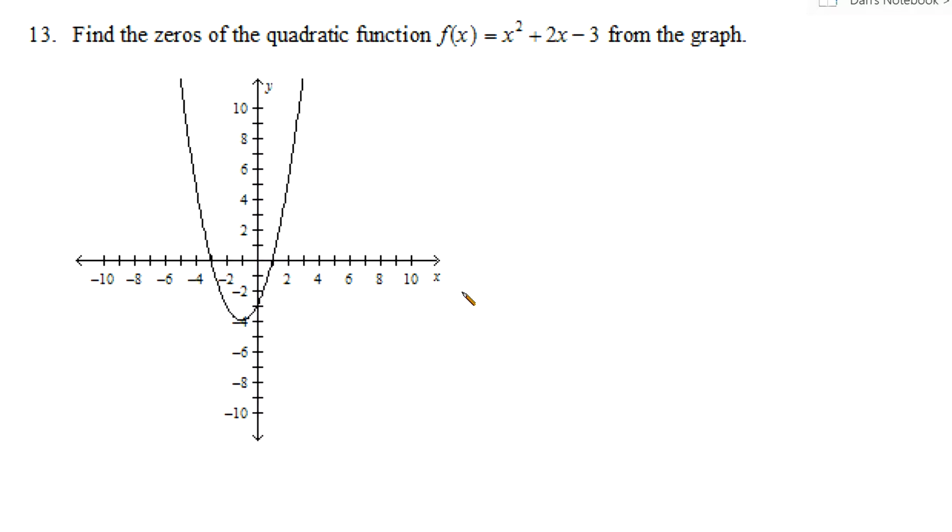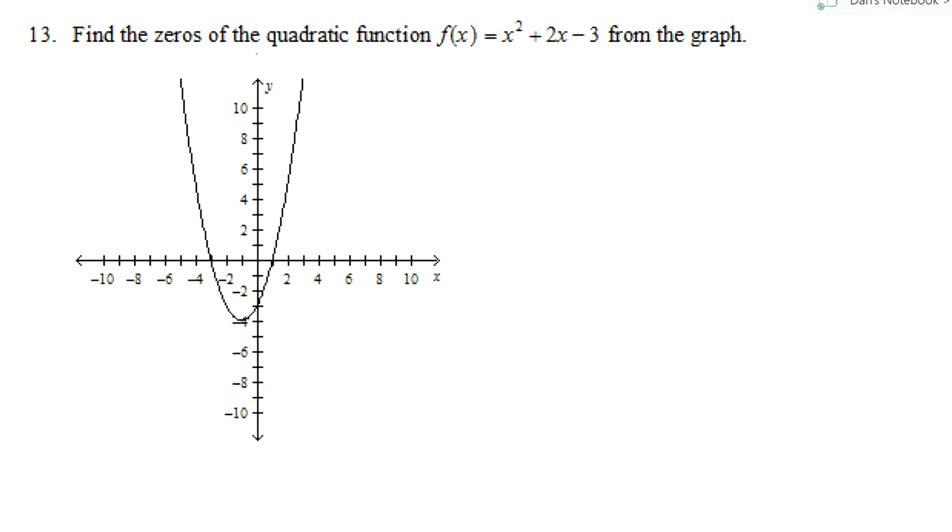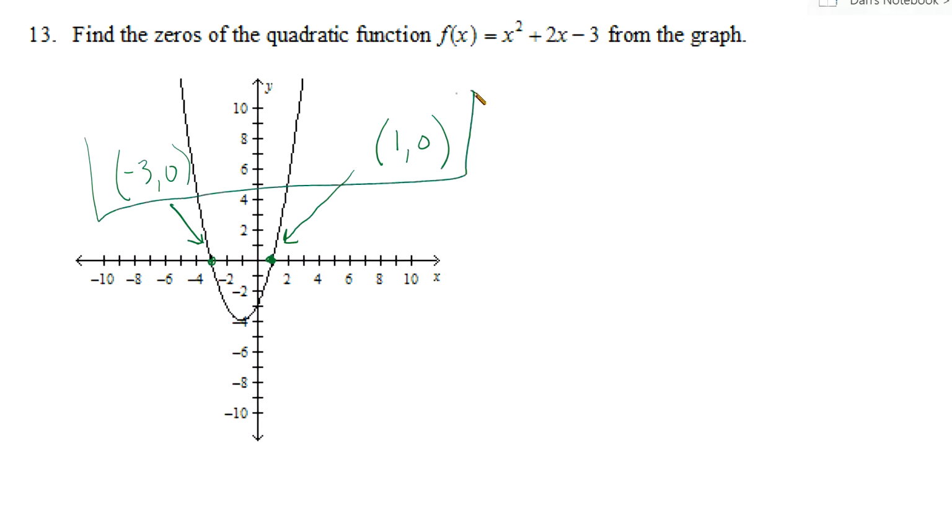Okay, let's change colors again. Let's go to green. Find the zeros. The zeros from the graph are just the x-intercepts. That zero is at (1, 0). That zero is at (-3, 0). That's it.